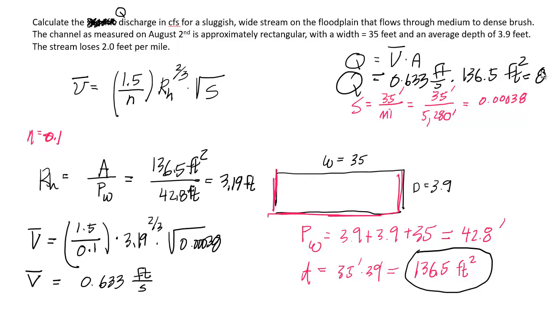86 cubic feet per second, or CFS, right? That's my final answer. Can you see that? Maybe it's not clear here. 86 CFS is my final answer for the discharge of my stream.